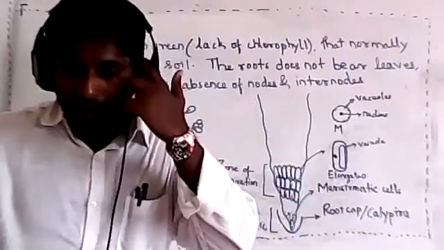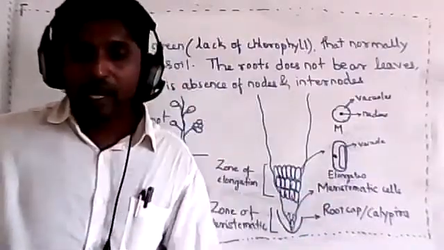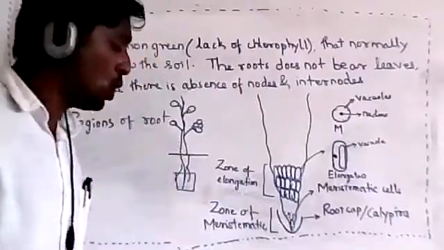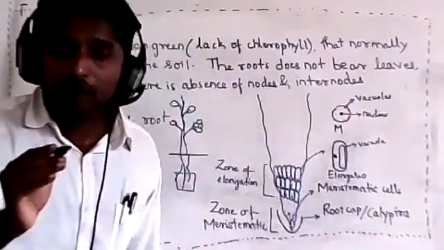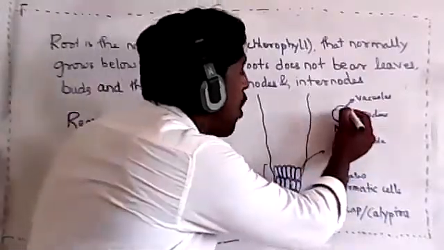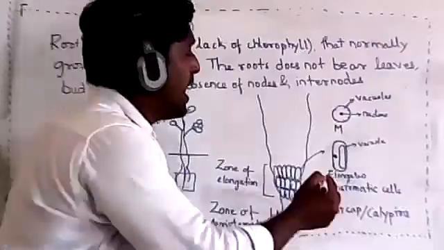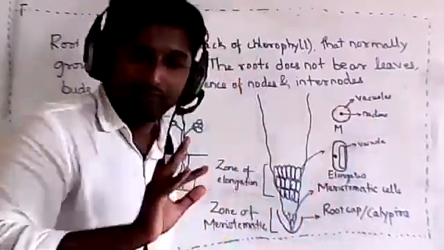Okay, someone has said both have a large central vacuole. No. In the meristematic cells, the vacuole is small and it is at the edge of the cell.